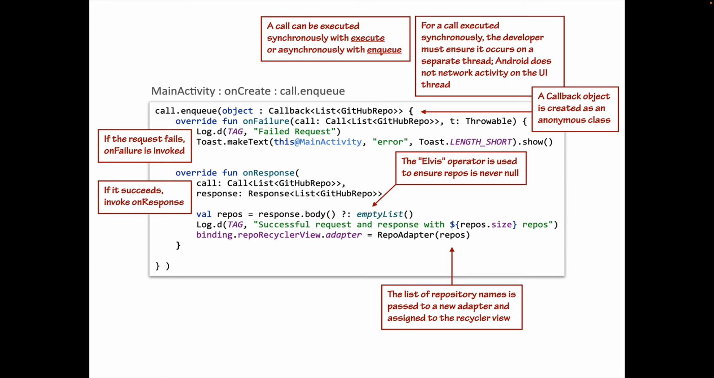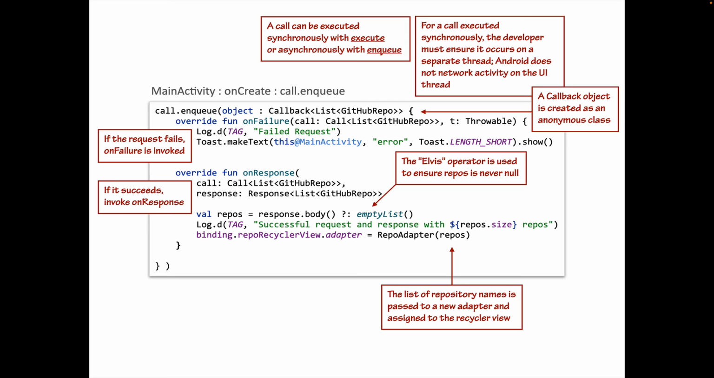Another way the call object can send a request is through the execute function. If execute is used, the request is synchronous. So the UI has to wait for the response before it can do anything. The enqueue function takes a callback object that executes when the response from the server comes back.